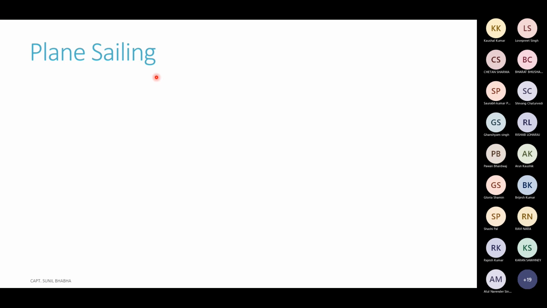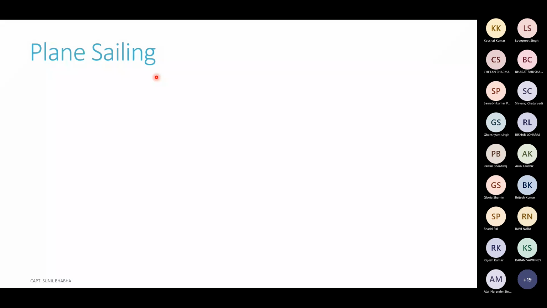Plane trigonometry is for calculating on plane surfaces. Spherical trigonometry is for calculating on the curved surface of a sphere. The great circle sailing and composite sailing use the concept of spherical trigonometry.